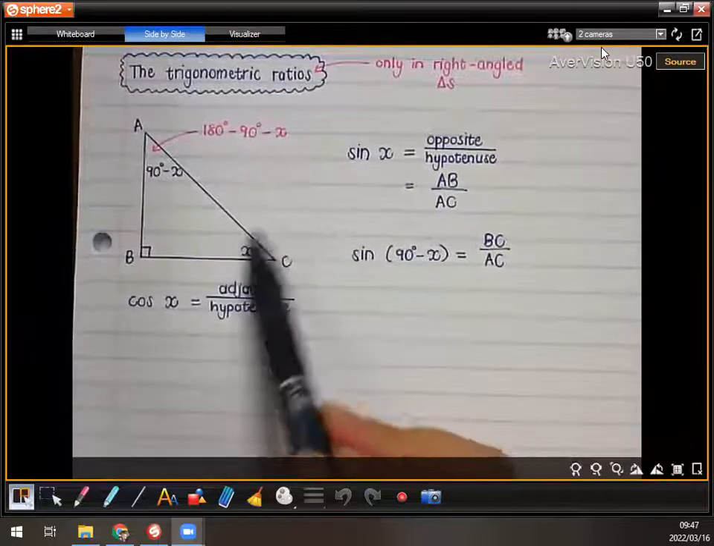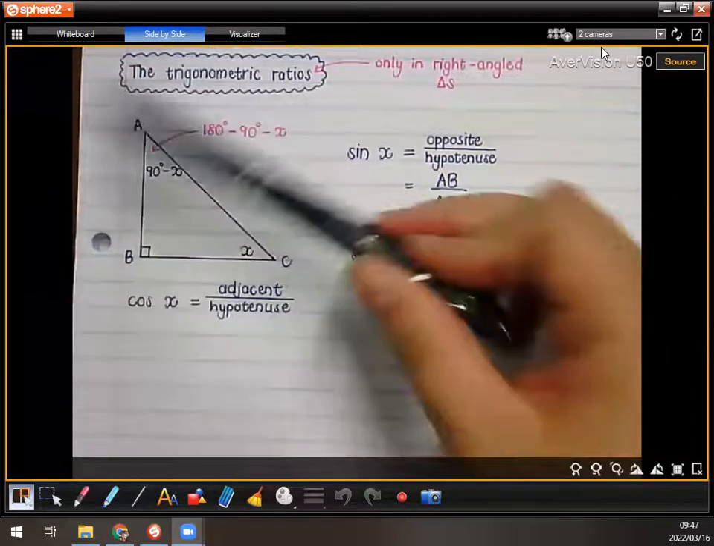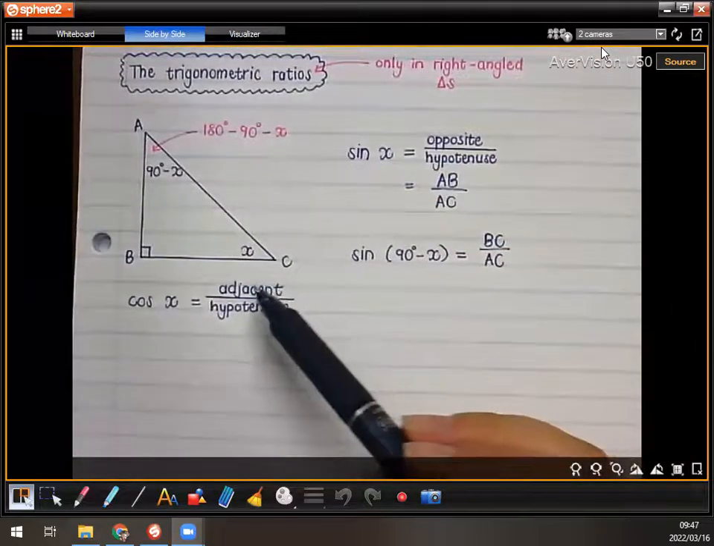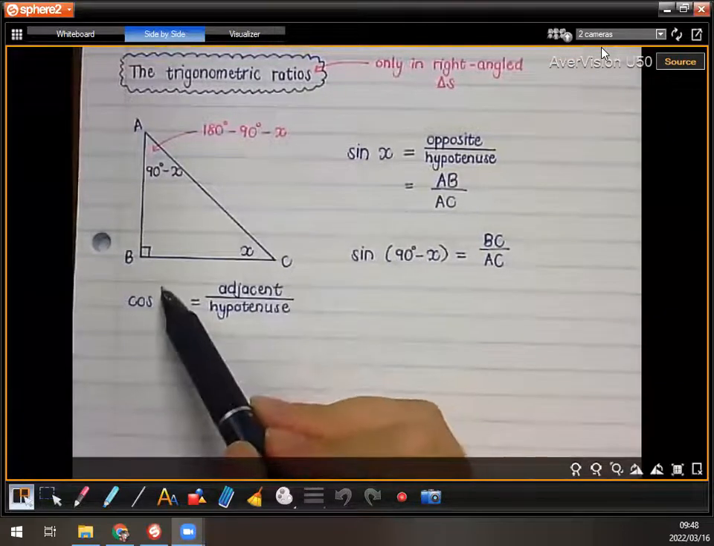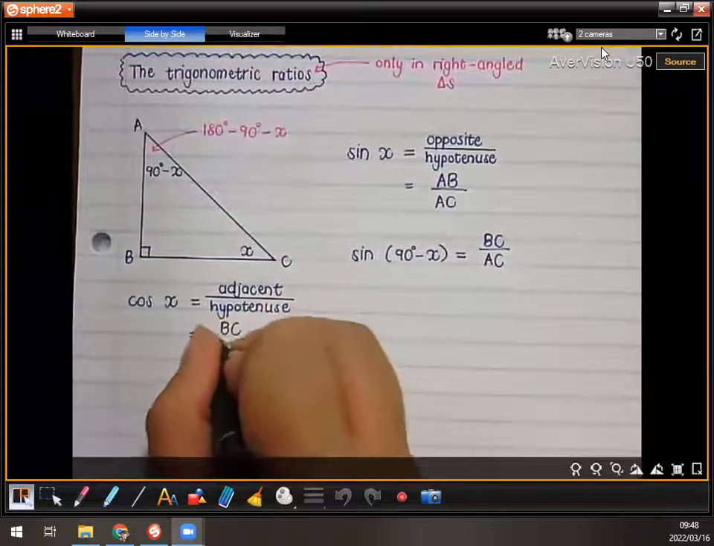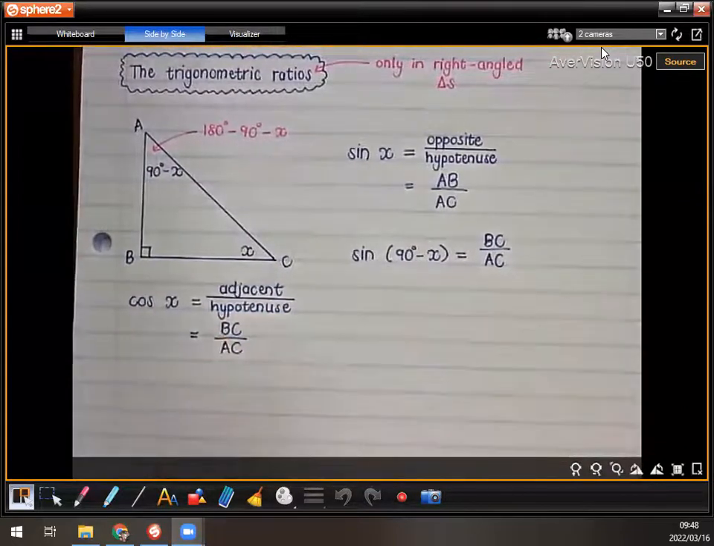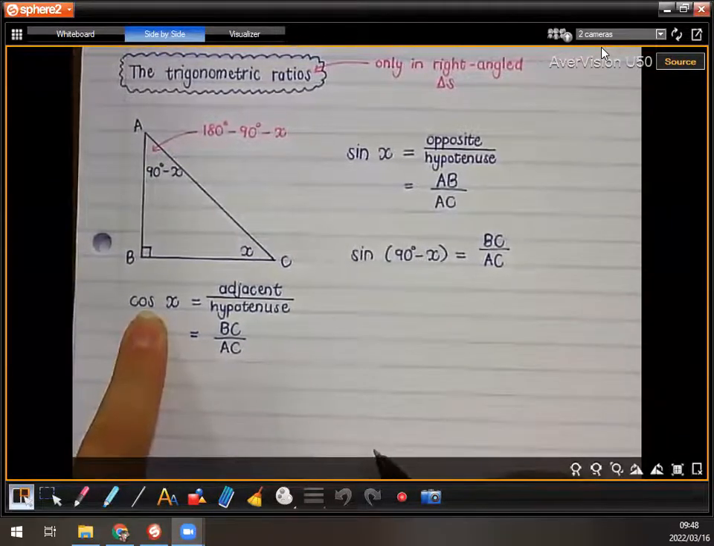Now, guys, if we're looking at angle x, technically BC and the hypotenuse are both next to angle x, but the adjacent side can never be the hypotenuse. The hypotenuse is just AC. So the adjacent side is going to be the other one that's next to it, which is BC in this case. So we're going to say BC over AC. So that's cos of angle x.